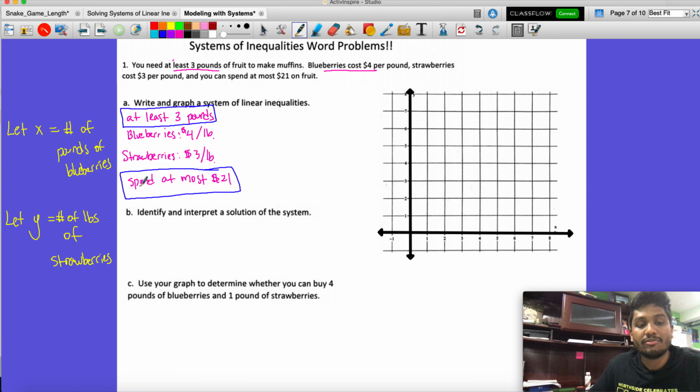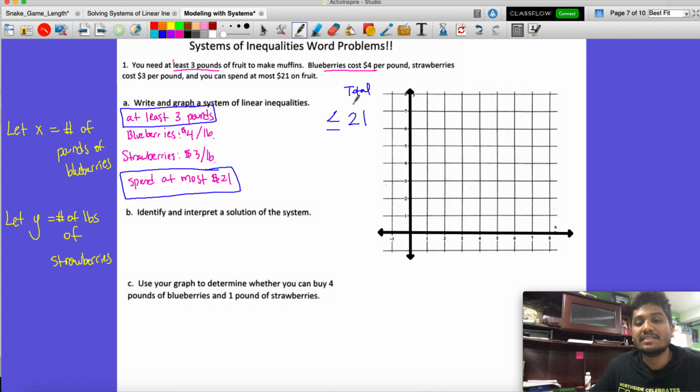So how do you represent at most $21? At most means the maximum that he can spend is $21. He cannot spend more than 21. He doesn't need to spend exactly 21. So he can spend less than $21 or exactly 21, but not more. So that's a less than or equal to sign. Less than or equal to 21. Okay. And this is going to be our total, right? So all the totals will go right down here.